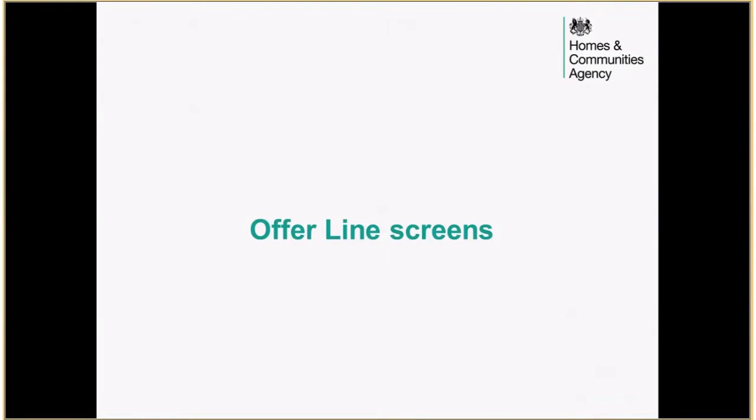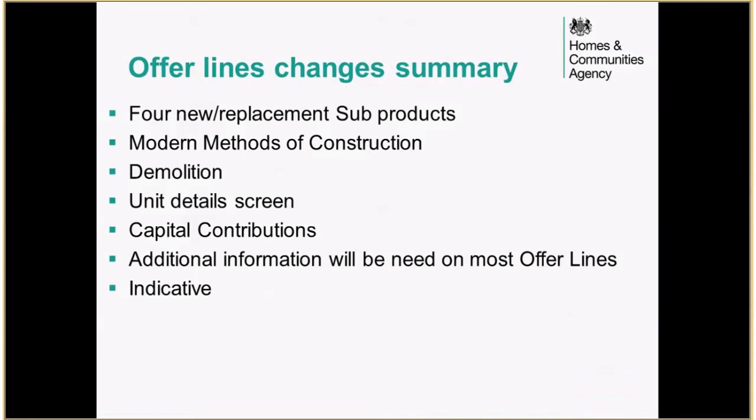Okay, so now moving on to the offer line screens themselves. To summarise the changes, there are 4 new replacement subproducts. There are changes around what was modern methods of construction. There's a change on the screen that previously was demolition. We've got some changes on the unit detail screen, some changes on capital contribution. Additional information will actually need to be added to most offer lines, and there are some changes around indicative offer lines. I'm going to look at each of those in a bit more detail now.